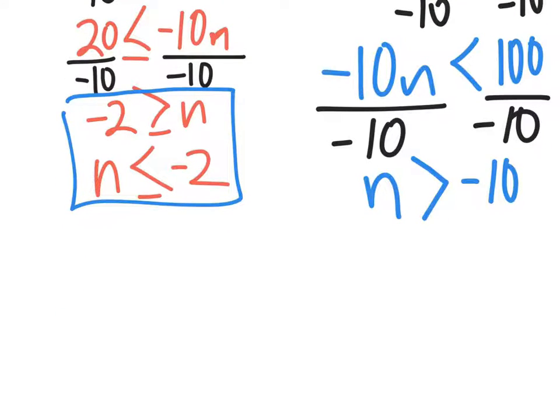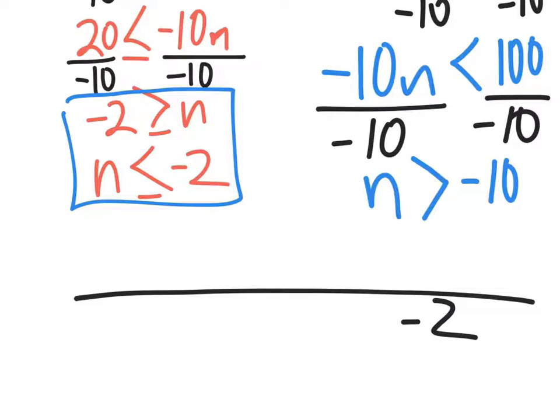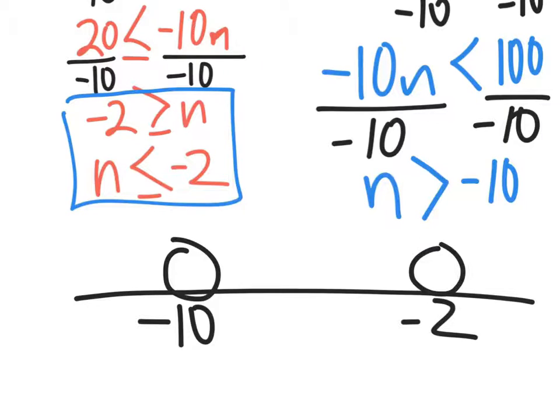We've got to graph this. And I know that negative 2 is bigger than negative 10, right? Negative 10 is smaller, so I'm going to put negative 10 to the left. And I can see that negative 10 is an open circle. I can see that negative 2, because it says n is less than or equal to negative 2, is going to be shaded or closed.